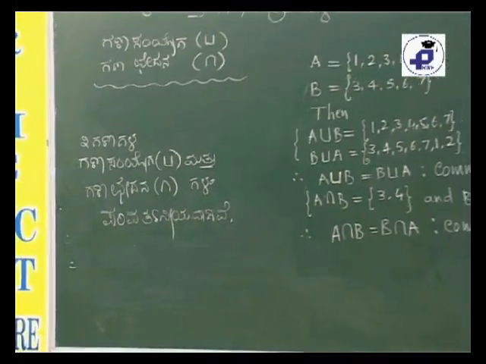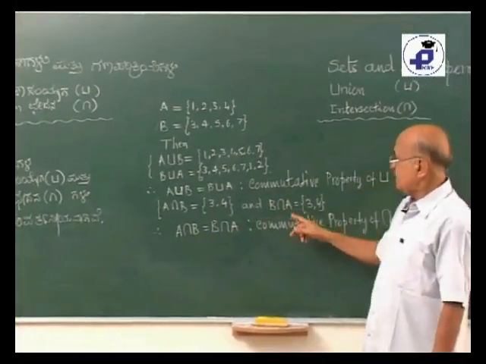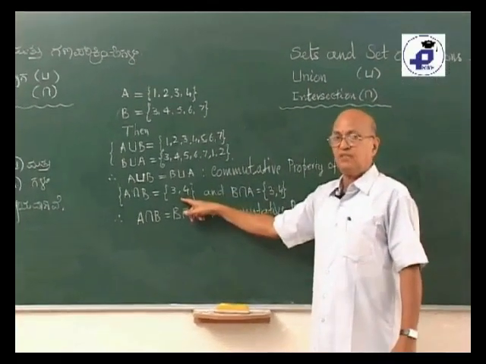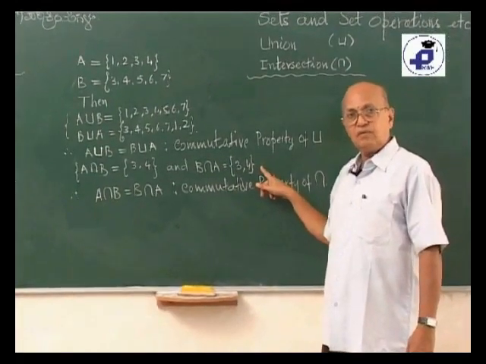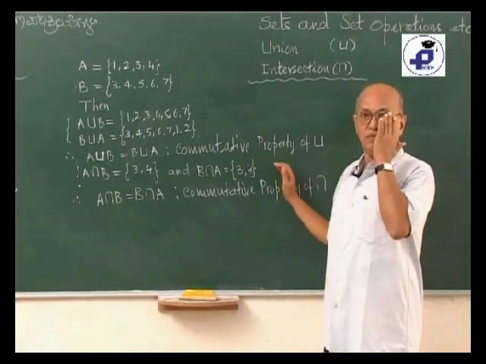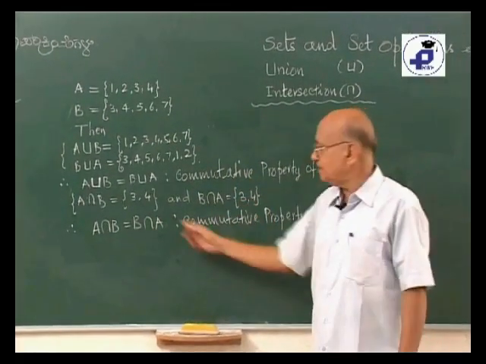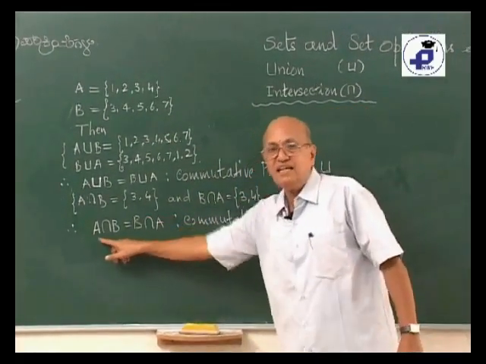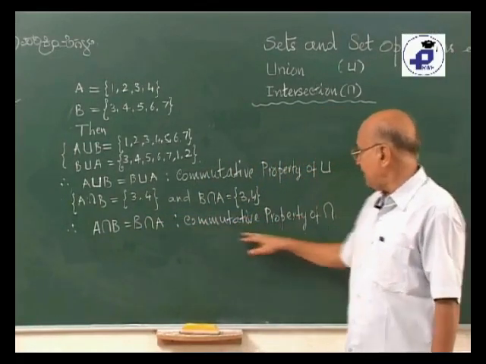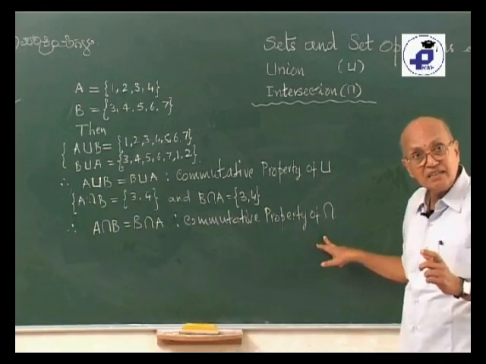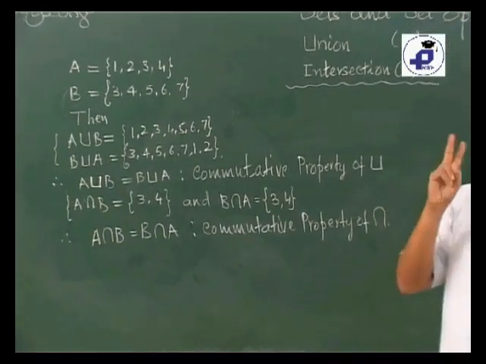What about intersection? Look at the results here. A intersection B is the same. A intersection B is equal to {3, 4}, and B intersection A is also {3, 4}. It is a set containing 3 and 4 as elements. That means 3 and 4, they are equal. It implies A intersection B is equal to B intersection A. Therefore, the commutative property is valid even for intersection. Therefore, children, you should know that.